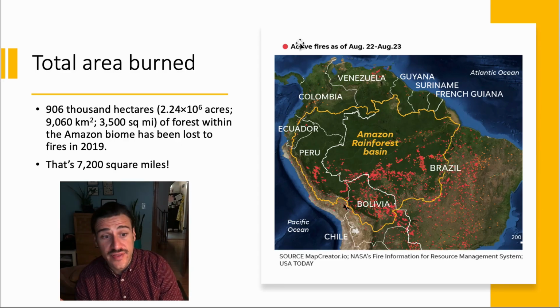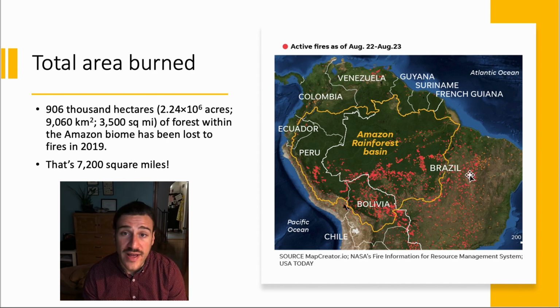So after these fires ensued throughout Brazil, eventually you get these massive forest fires, and 906,000 hectares of Amazon forest was lost in 2019. That's 7,200 square miles. So this is a massive area, and all these red marks are showing the areas completely removed by forest fires.